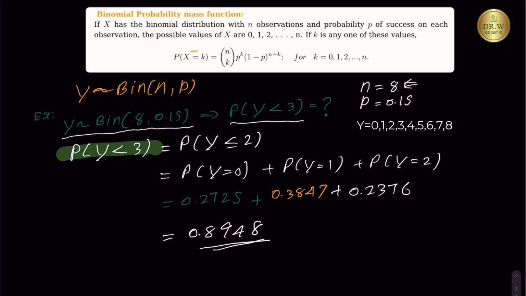Now understand this. This is the probability of Y less than 3, and you can use the probability mass function formula only if you have an equal sign. But here there is no equal sign, therefore I split this into equal-sign probabilities in this way. Then you have to apply the formula for each of them separately. In my next video, I am going to discuss more examples related to this.